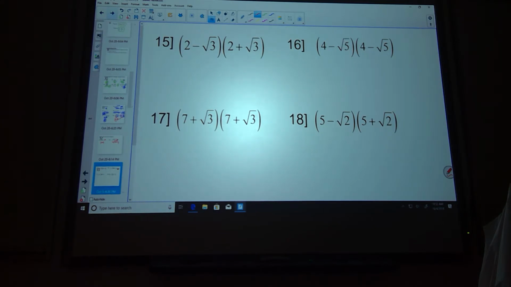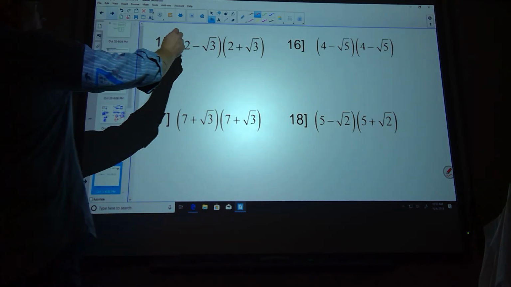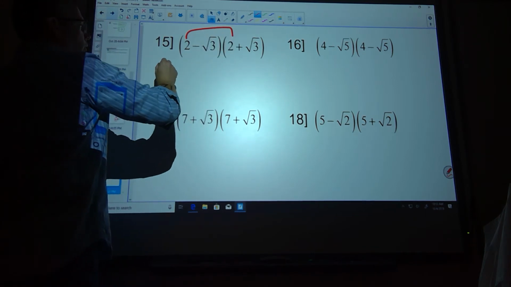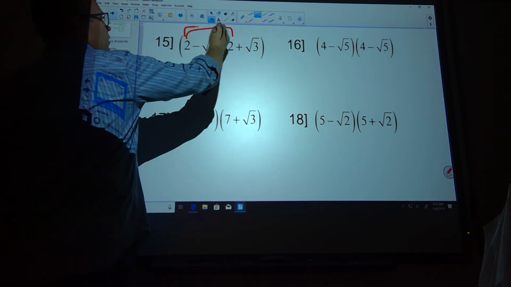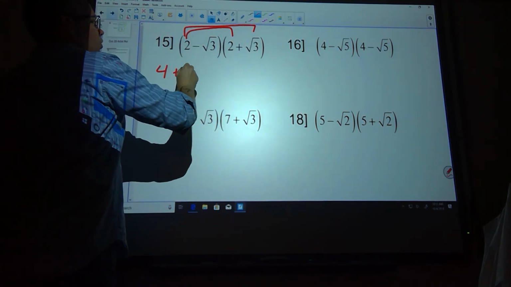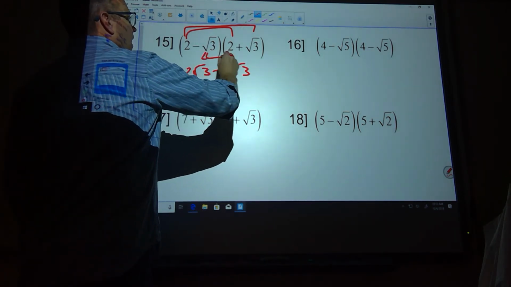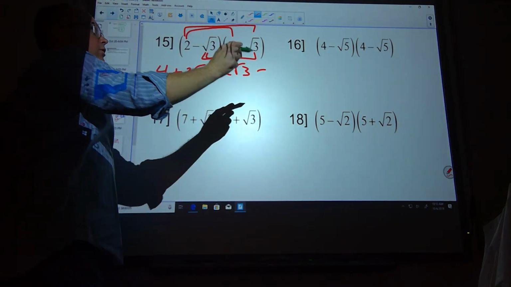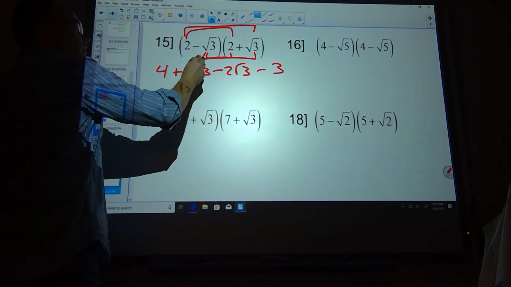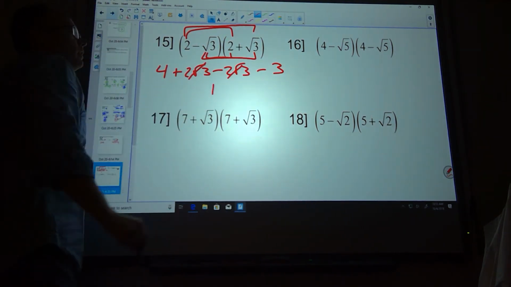So this is my whole thing. We're going to use FOIL. I know Common Core says, no, it's double distribute. FOIL is the same thing as double distribute. 2 times 2 is 4. Still with me? Yes. 2 times that is plus 2 root 3. That is minus 2 root 3. And that times that is negative root 9, which is negative 3. These cancel. 4 minus 3 is 1.